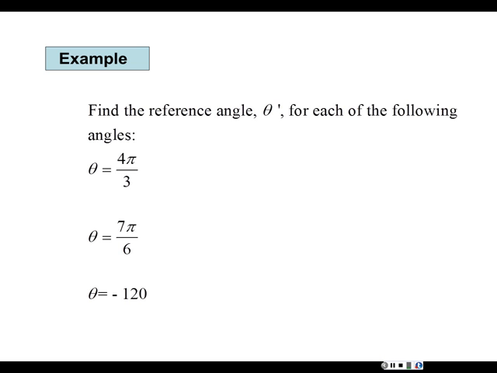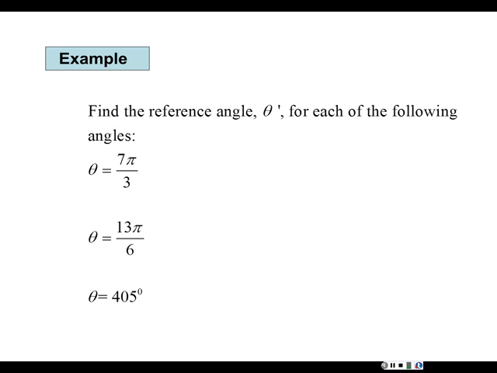Now, again, as you see in literature, if the original angle is theta, they call the reference angle theta prime. Remember, that's just some kind of notation we use. Or if the original angle is alpha, the reference angle is alpha prime. It's just the way we write, but at the end of the day, that's the same thing.